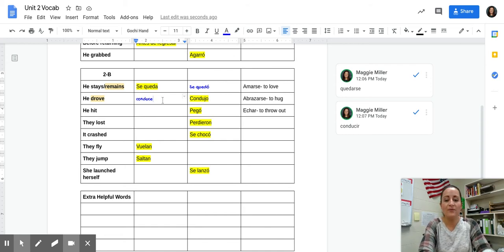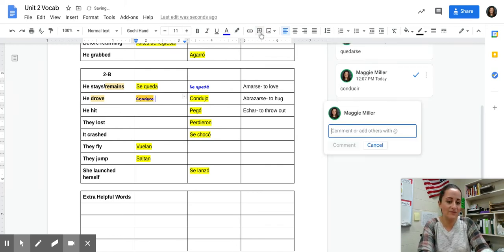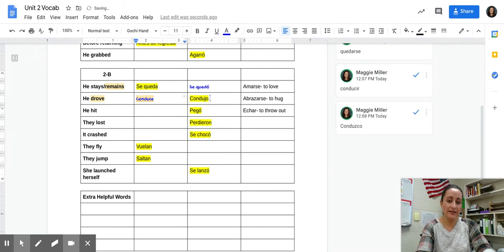Conduce. Now, present tense, this is almost a regular verb except for that yo form, because it's where we see all of our irregulars in the present tense yo. So if you want to say I drive, it is conduzco. We add a Z in there. So conduzco means I drive. Preterite tense, we've got condujo as he or she drove.